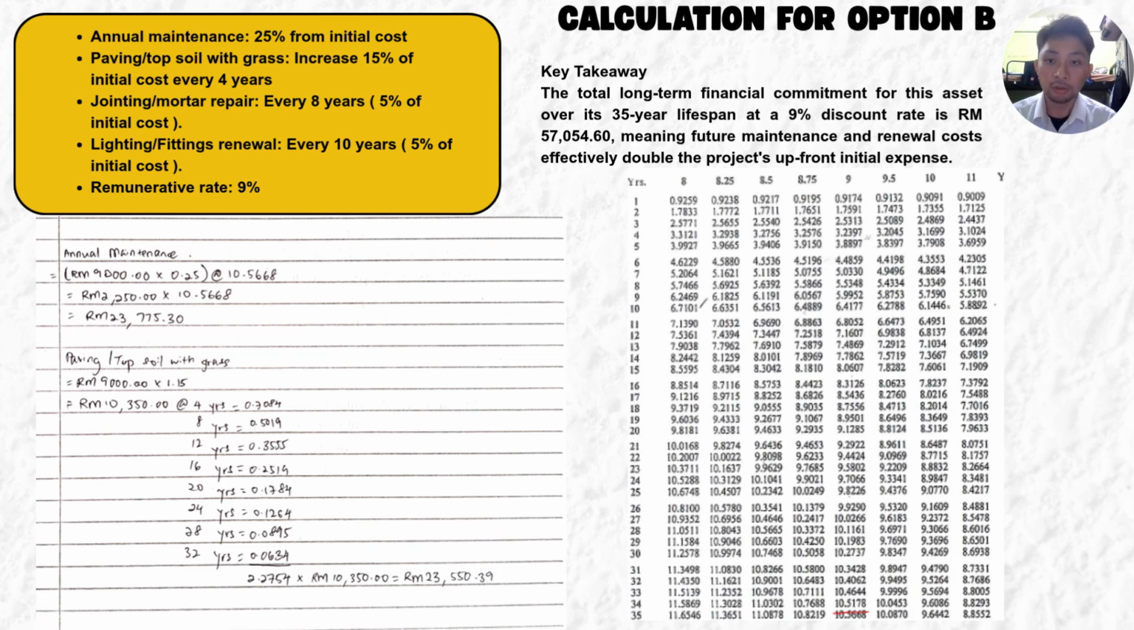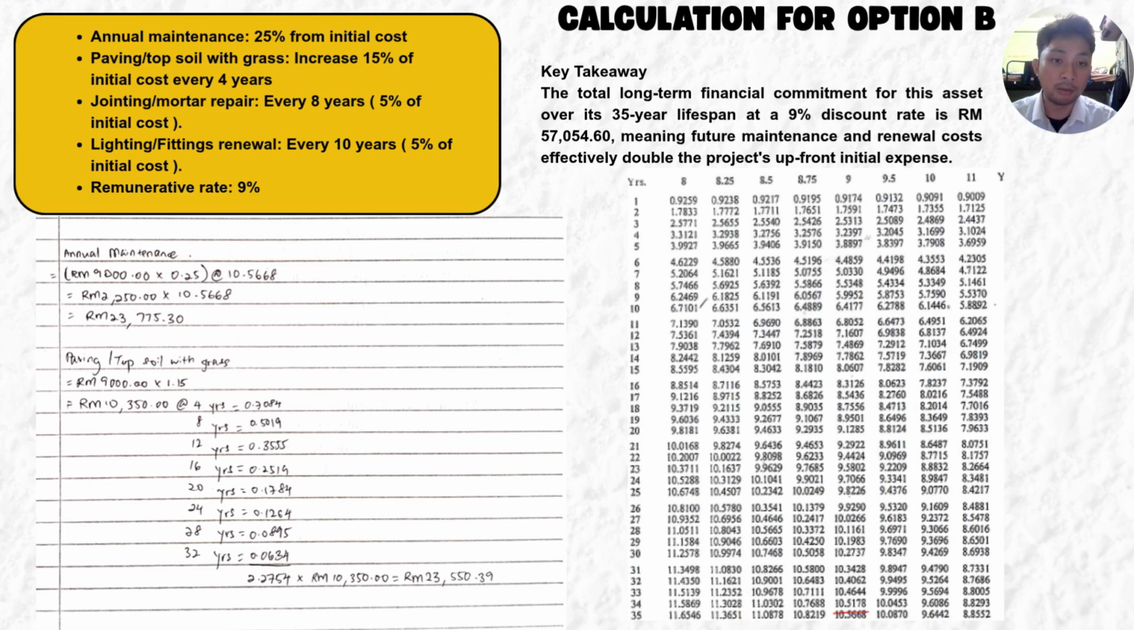So, to calculate the annual maintenance, how we get the RM 9,000 is we need to take from the initial cost, and then times it with 0.25 because of 25% increase from initial cost. After we times with 25%, we need to times with years purchase or PV of 1 per annum, because the annual maintenance means the maintenance is every year. So when it comes to every year, we need to times it with years purchase, which is PV of 1 per annum.